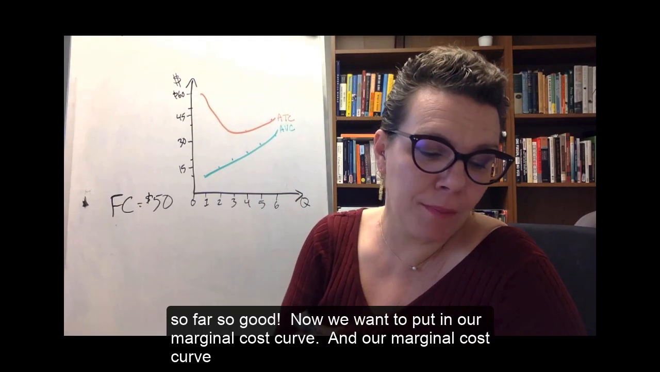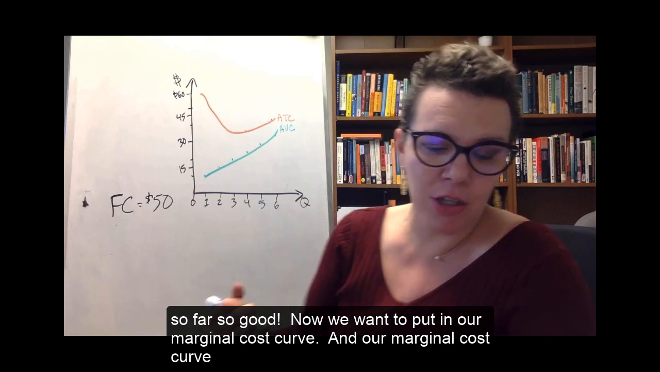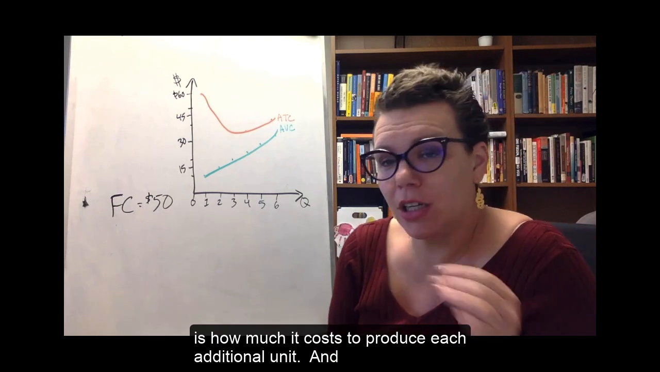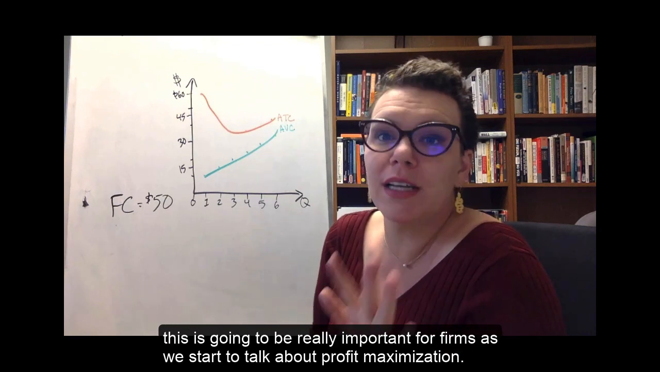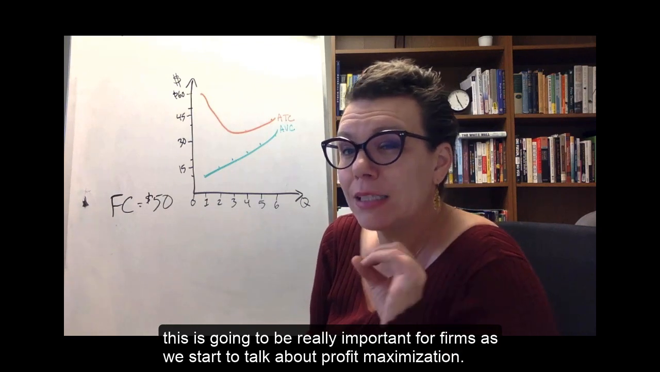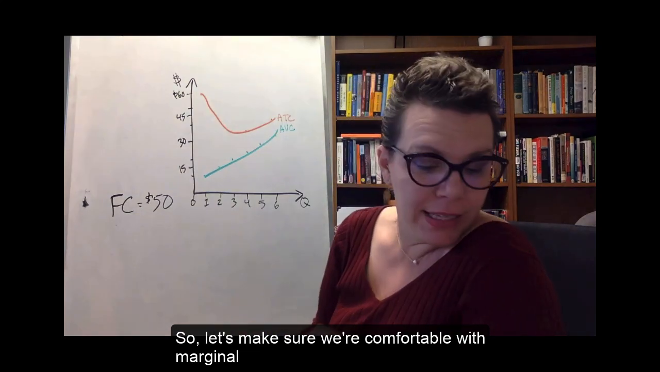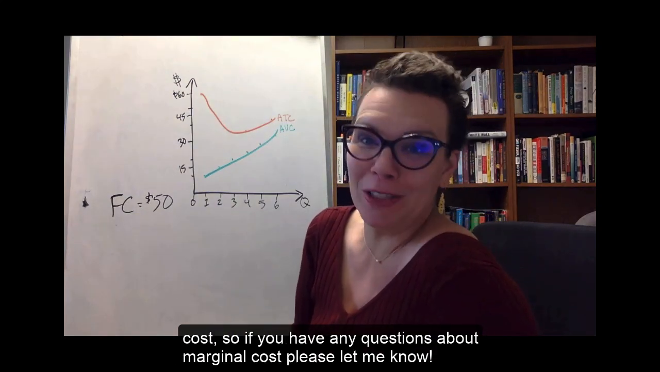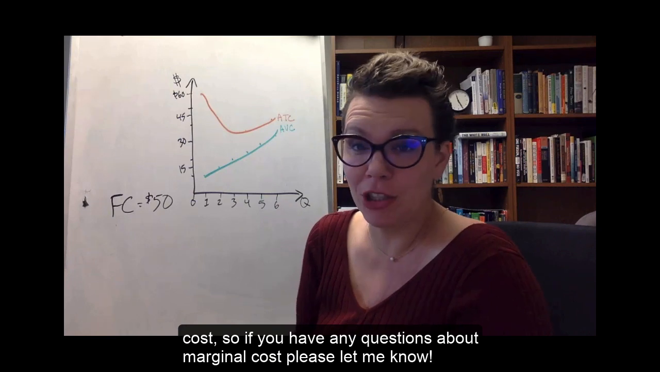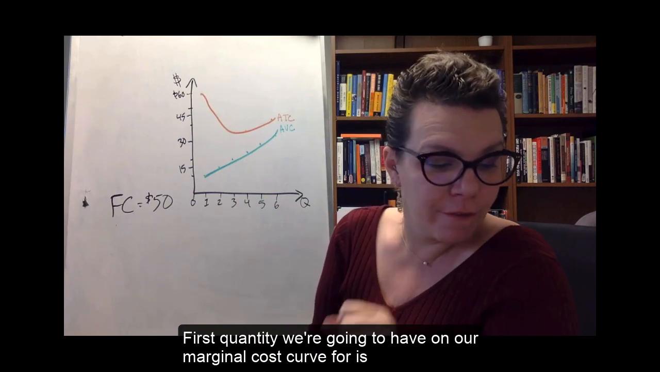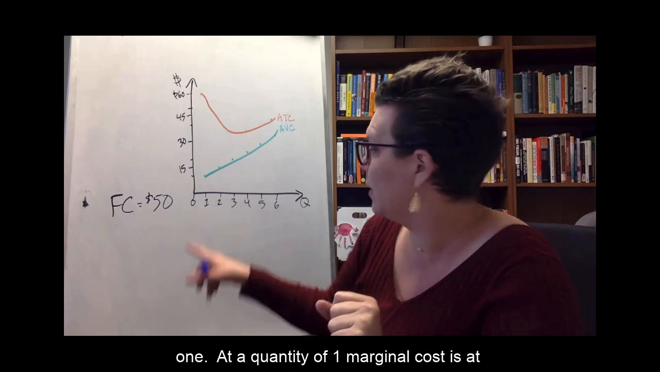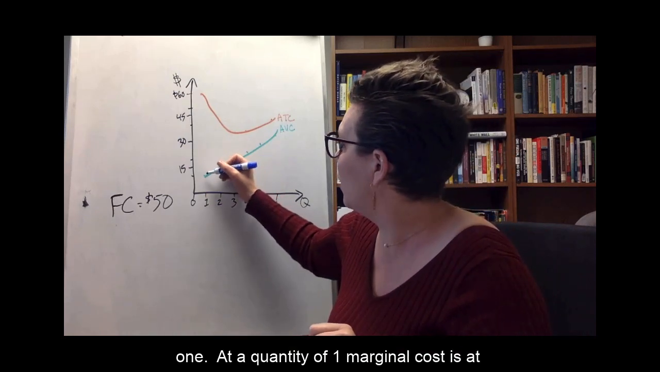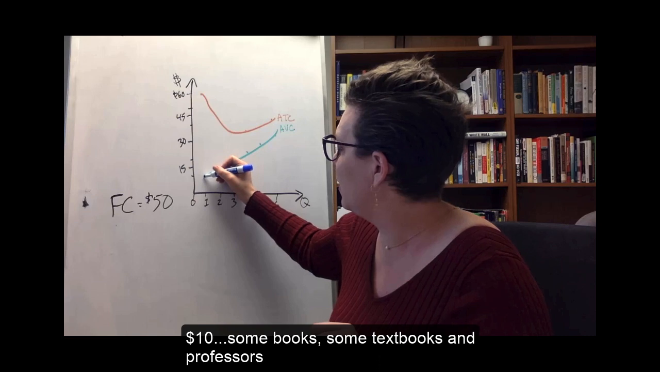Now we want to put in our marginal cost curve. And our marginal cost curve is how much it costs to produce each additional unit. And this is going to be really important for firms as we start to talk about profit maximization. So let's make sure we're comfortable with marginal costs. If you have any questions about marginal costs, please let me know. First quantity we're going to have a marginal cost for is 1. At a quantity of 1, marginal cost is at 10.